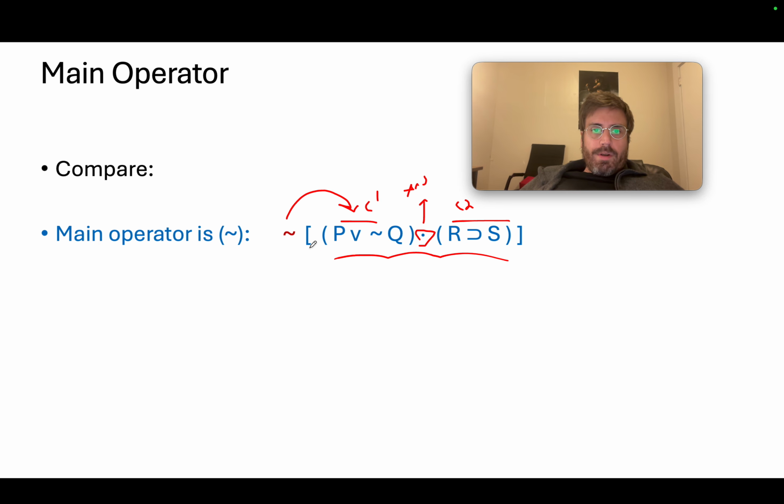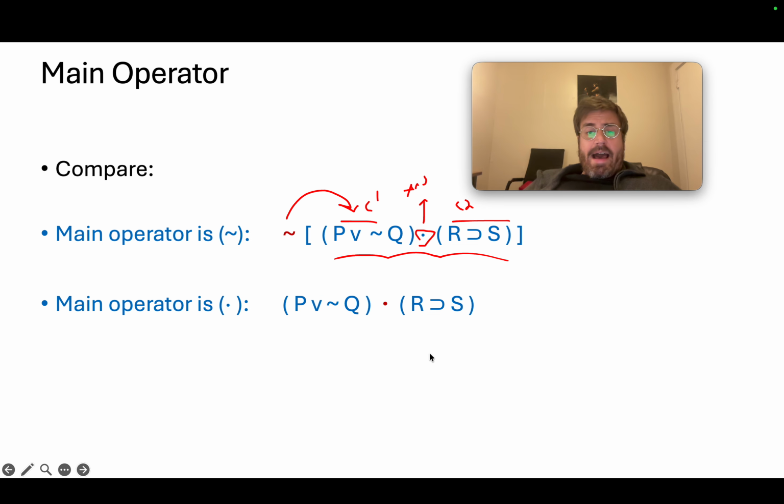It is still not as important as the negation. The negation being outside of both parentheses and brackets is the most important operator, so it is the main operator. If we have a look at a slightly modified version of that statement, you will notice that dot in this context is the main operator.